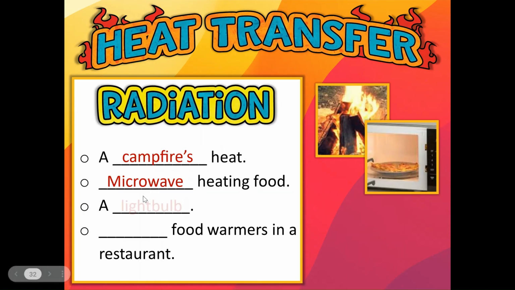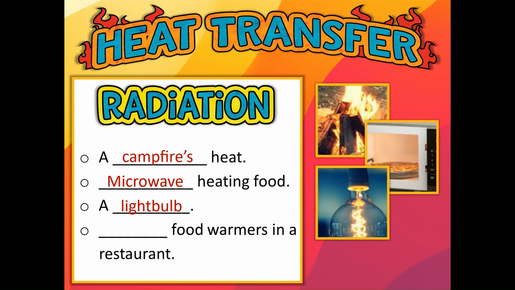And a light bulb is an example of radiation because it lets off thermal energy, it transfers heat from one place to another in all 360 degrees. It doesn't just transfer light in one direction, it transfers light in all different directions.